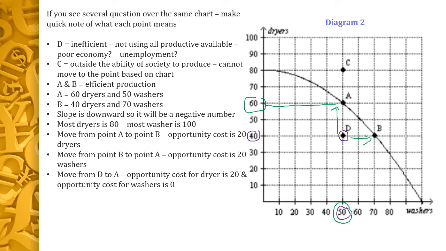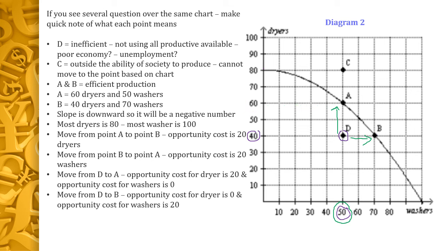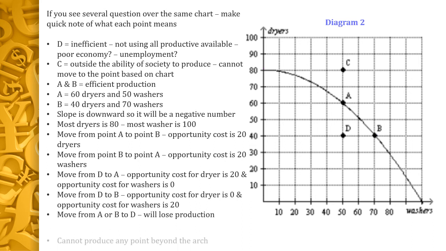We would see a change in one and not a change in the other. So we would have an opportunity cost that is different in this case. By the way, you could be asked about the reverse, which is what would happen if we are reversing from B to D. And basically, we would have to have some sort of a decrease in productivity, some sort of decrease in efficiency. Something has happened to our economy, and we're not able to produce at the same levels. So we have a loss of production.